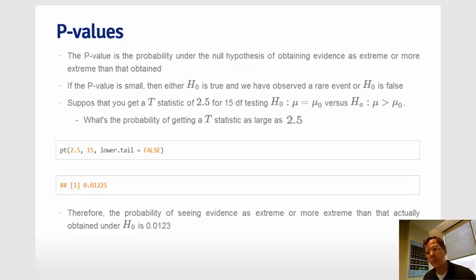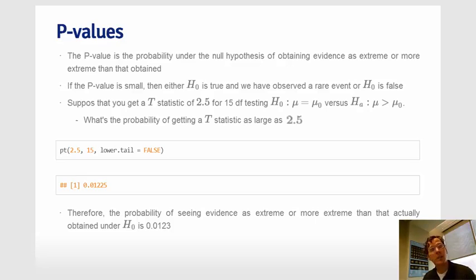So let's go through a quick numerical example. We've covered the T statistic and simple t-tests. So imagine if you wanted to test mu equal to mu naught versus mu greater than mu naught, and our T statistic worked out to be 2.5 on 15 degrees of freedom. What is the probability of getting a T statistic as large as 2.5 in this scenario? Well, here we can calculate it.